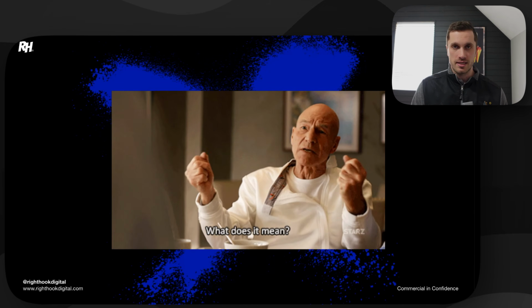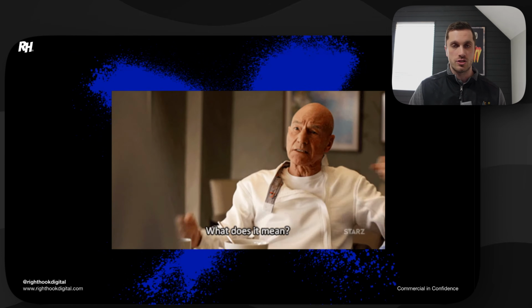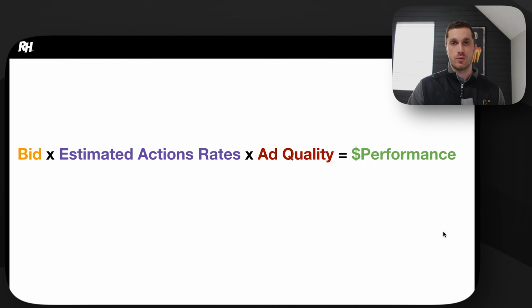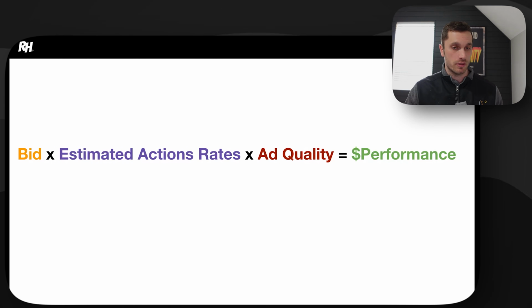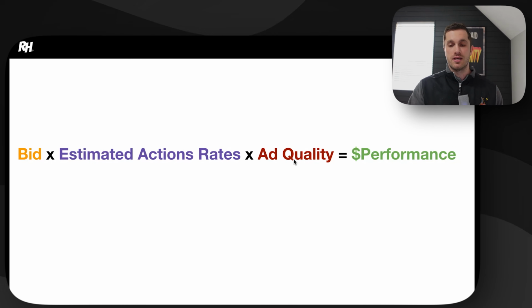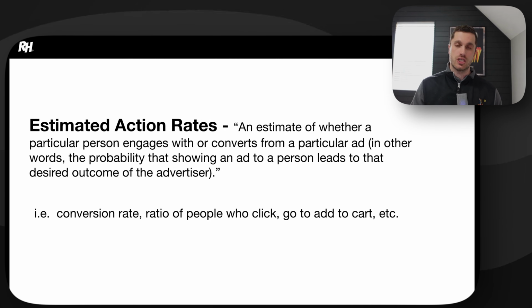What this means is if you want to get cheaper purchases, cheaper clicks, cheaper CPMs, going back to the formula, it means if you are not happy with your cost per purchase, you have to increase something somewhere. And your two main levers, if you want something cheaper, is to change these estimated action rates or ad quality. So what that means is if I increase my conversion rate, I will get cheaper results in the platform.